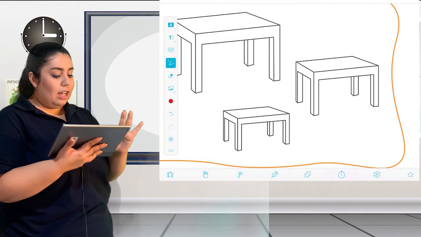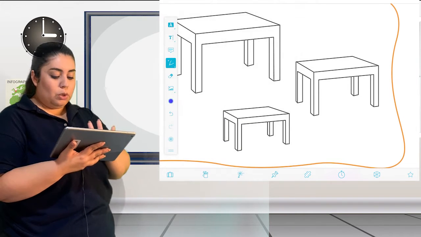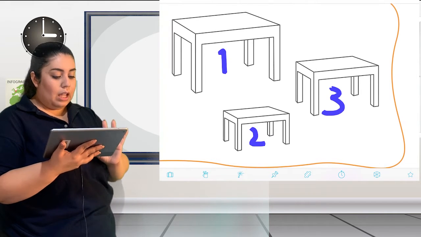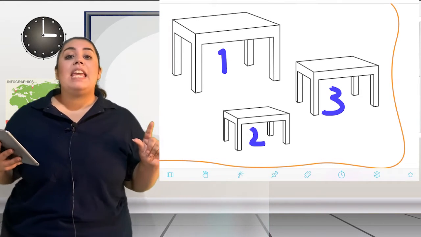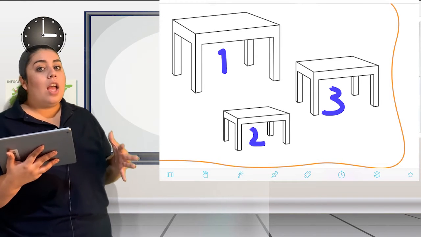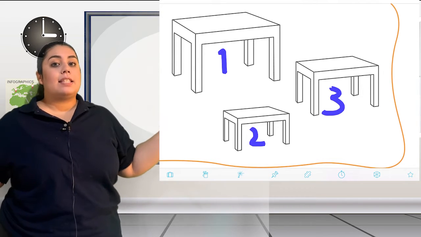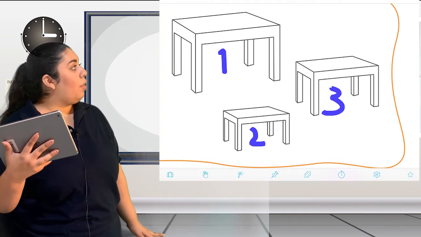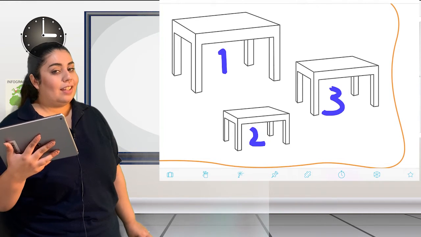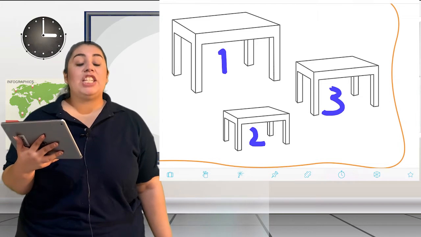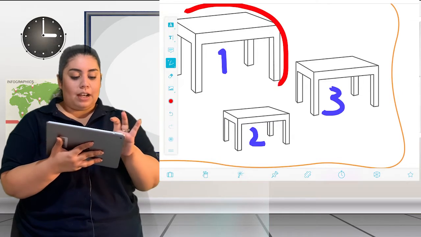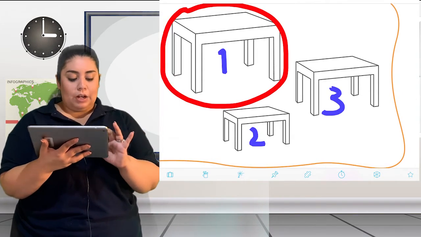And over here in the tables, I'm going to put some numbers too. 1, 2, and 3. Identify the biggest. Emilio, which one of these tables is the biggest? 1, 2, or 3? Pay attention. Number 1, yes. And that we're going to circle in red. The biggest is in red.